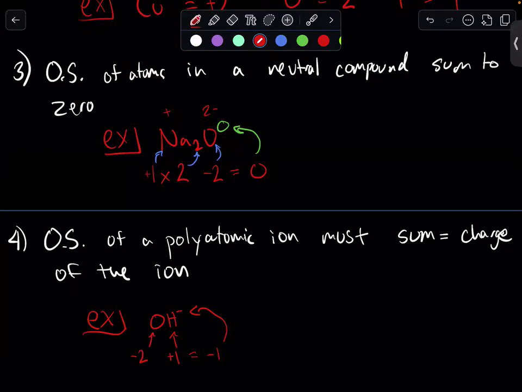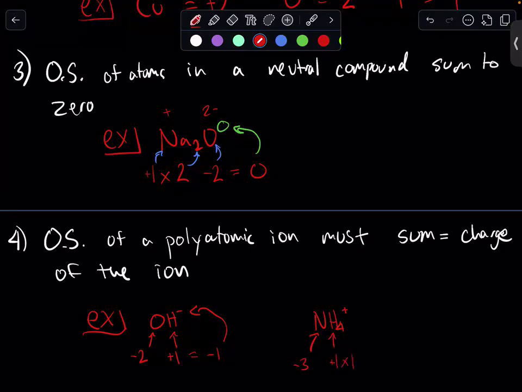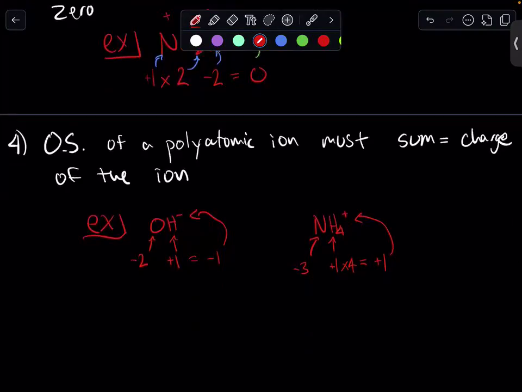If we look at any of our other compounds, like, oh gosh, now I have to think of an example. Ammonium, NH4 plus. Nitrogen is -3, hydrogen is +1, but we have 4 of them. That will be +1, which does equal our positive charge. So when we have polyatomic ions, that sum will equal the charge of the ion. So that is rule 4. We have 2 more to go, and unfortunately these will be the hardest 2.